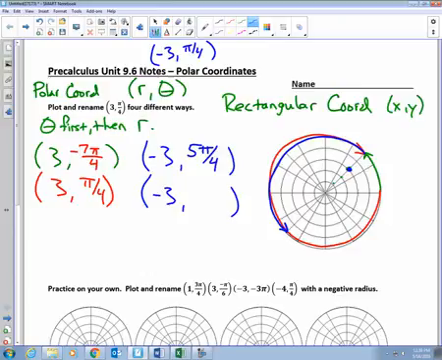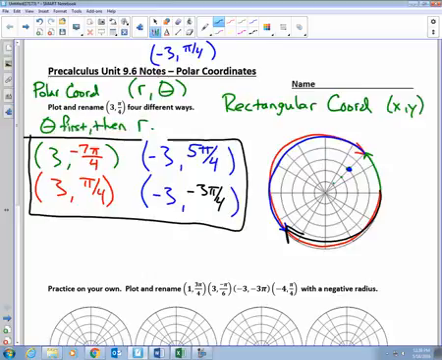With negative 3, what I'm going to do is traverse there. Okay. Tell me what angle that is. Negative 3 pi over 4. And so those are 4 coordinates that look different, but in fact, they all plot the exact same point.